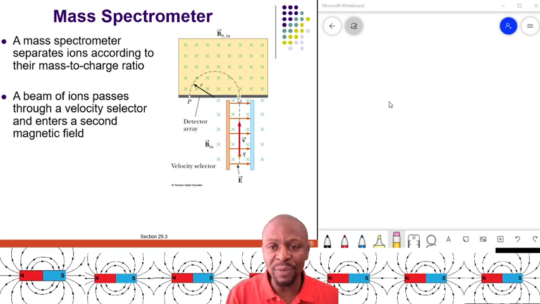Now, when we reach the second part of the magnetic field, these particles, depending on whether they are positively or negatively charged, will make a semicircle to the other side. And then when you place the detector at point P, you can determine which ion it is.